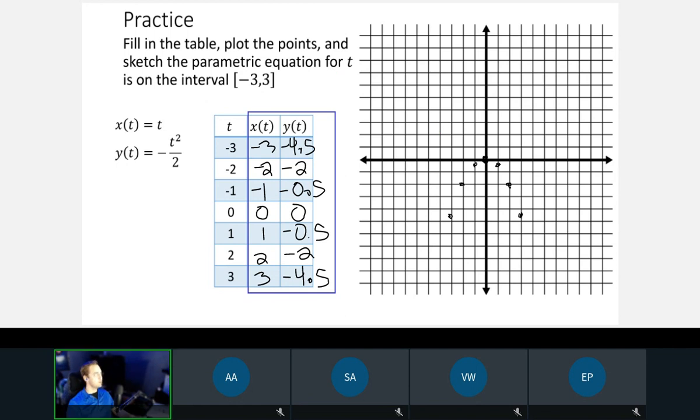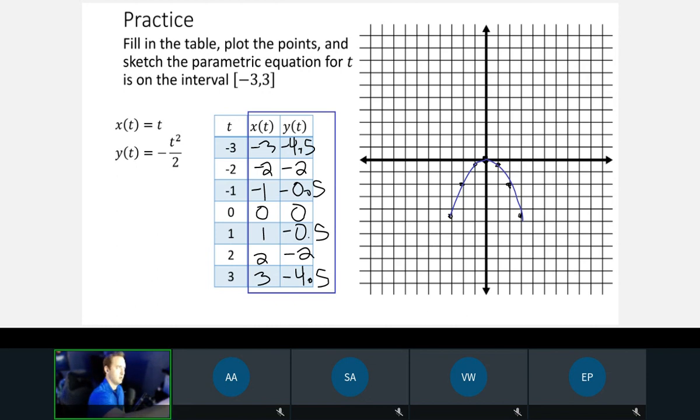And then, with the best of your ability, you are going to connect your points. All right, and then what's our last step? Everyone in chat, what's the last step that we need to do? The arrows. Yeah, this shows the direction of the t.